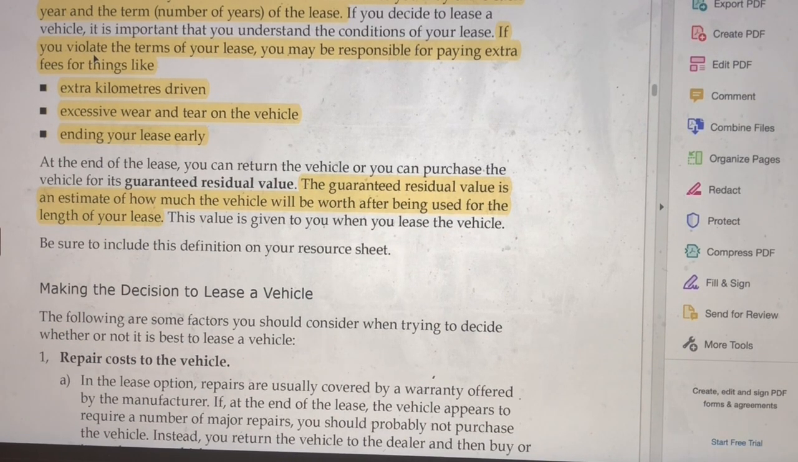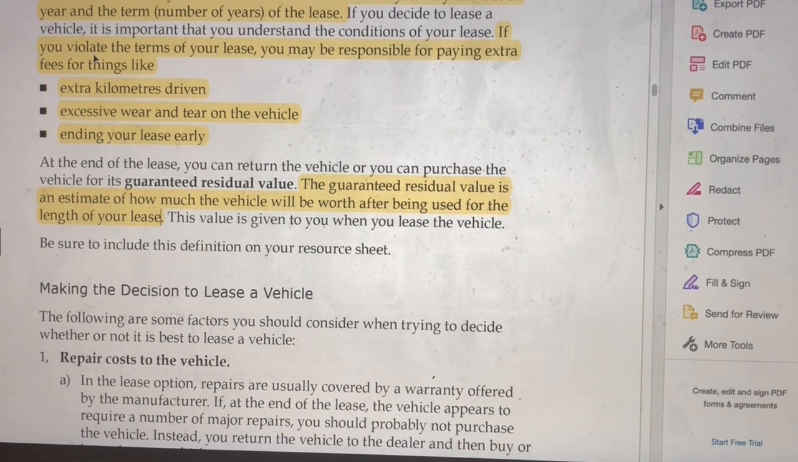So if you do decide on a lease, some of the bullet points you have to take into consideration are the extra kilometers driven, the excess wear and tear on the vehicle, or ending your lease early. All of those things can result in paying extra on your lease. So if you do decide to lease, you really have to honor the contract, or there are certain stipulations in which you will be charged. Take a look at those bullet points and just make sure that makes sense.